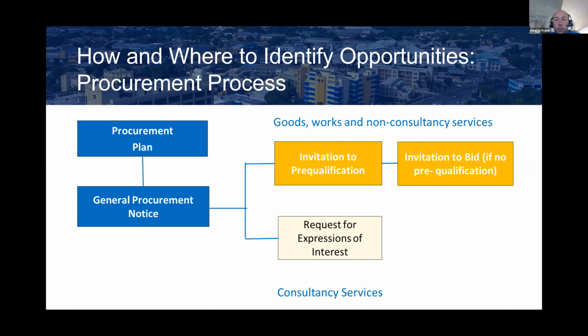And then for goods, works, and non-consulting services, there may be a requirement for pre-qualification, particularly for those larger, higher value requirements, or we may go straight to an invitation to bid. And for consultancy services, be this for firms or individuals, requests for expression of interest are sought, again on the website. And if it's for firms, then only those that are shortlisted will be invited to submit a proposal.